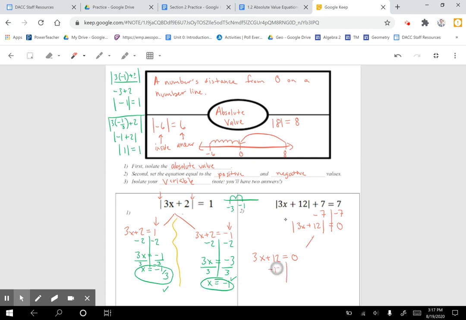So -12 on both sides, 0, -12. So we start off at 0, and we take -12 jumps. So it's going to be, again, -12, not +12 here. So 3x equals -12. Divide, because it's 3 times x. The opposite of times x is division. So again, divide by 3, divide by 3. So x equals -4.